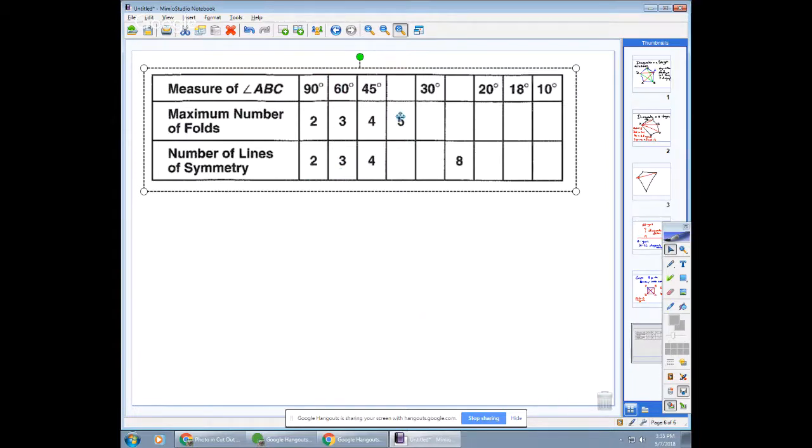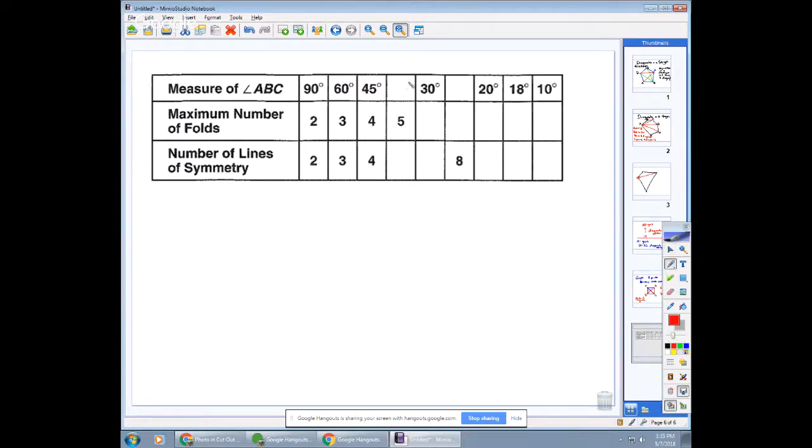So if we looked at 5, how many times does 5 go into 180? 36. Yeah, so what we would expect, if we made a 36-degree angle instead of a 60-degree angle, is we would find 5 folds of symmetry in the thing that we created, and it would take basically 5 folds to cut and make that happen. 30 degrees would lead to how many folds? 6. It would lead to 6.